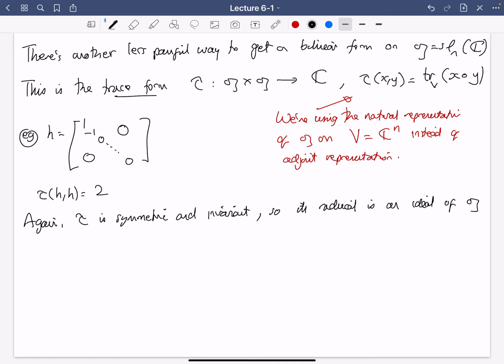But now if you use that SLN is simple, the only ideals are 0 or everything. And I've just checked that this form isn't identically 0. So the radical is not everything. So actually the radical of the trace form has to be 0, i.e. the trace form is non-degenerate on the special linear Lie algebra SLN.